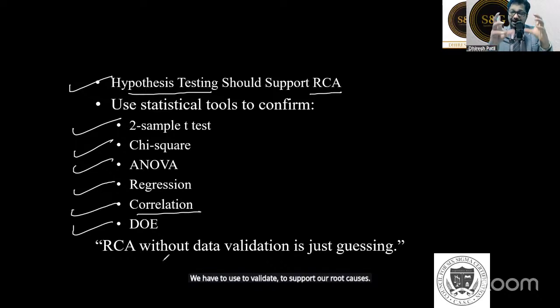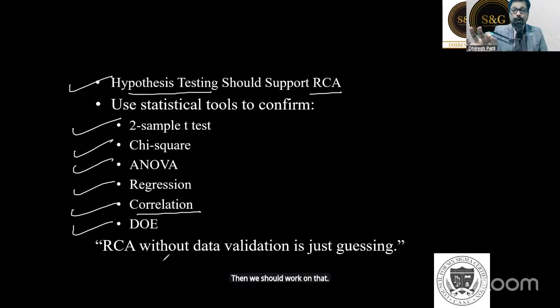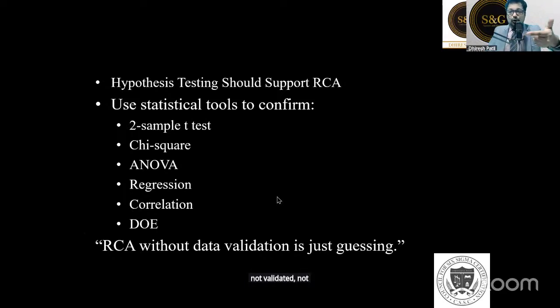And supported root causes come with the validation. Once it is proven that yes, this is a fact, then we should work on that. If it is not proven, drop that. Are you clear? Just give me yes in the chat box. That's what I tell you. Do not drop the causes in the initial phases. Drop them when they are not validated. How many of you got it? Just type yes in the chat box. Drop the causes when they are not validated, not because you feel, "Arey, ye aise nahi hota. This is not true." Validate it.